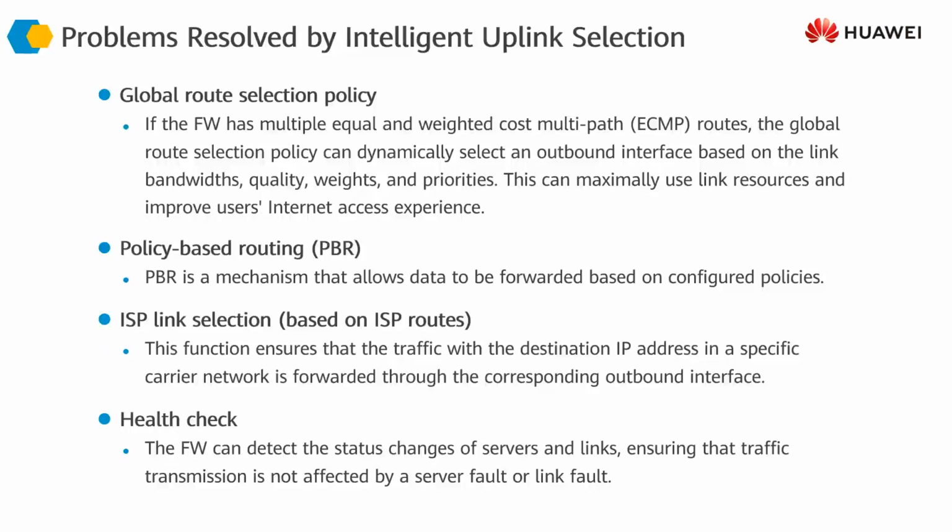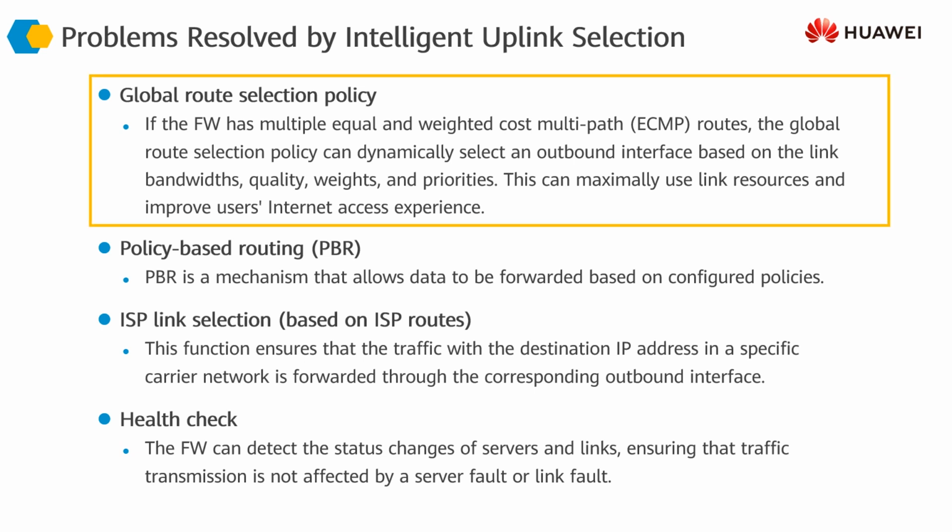As I said, we are going to take a look at these different features one by one, starting off with global route selection policy. With global route selection policy, we can dynamically select an outbound interface based on one of these four criteria: link bandwidth, link quality, link weights, and priorities. By using one of these features, we can select the appropriate links for sending traffic out of our network.